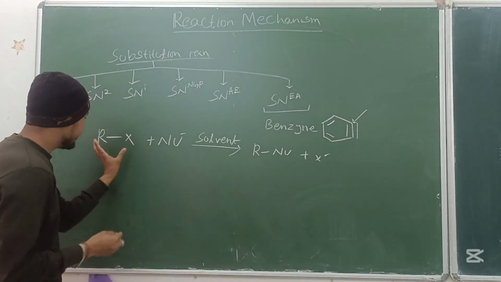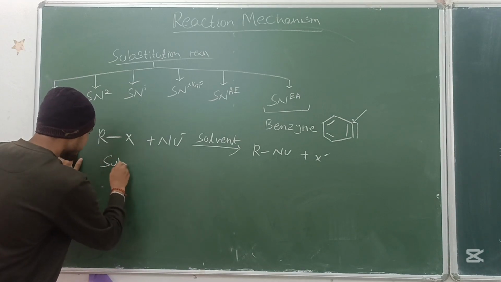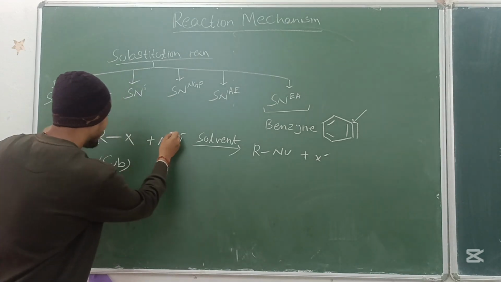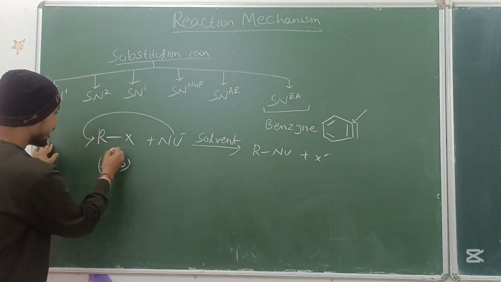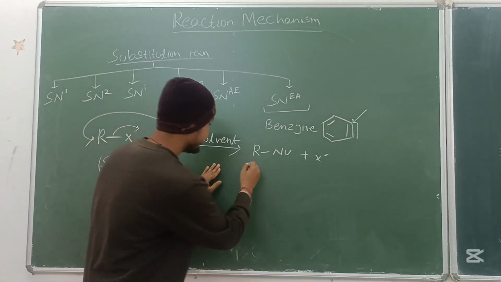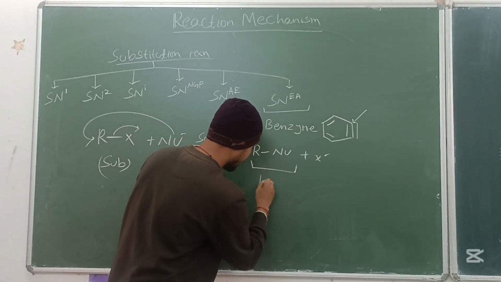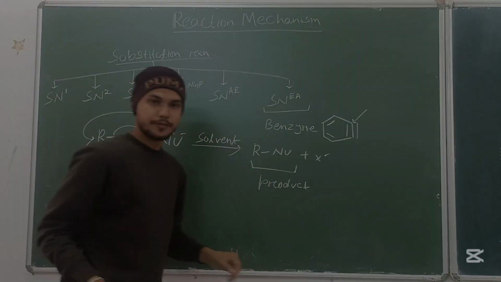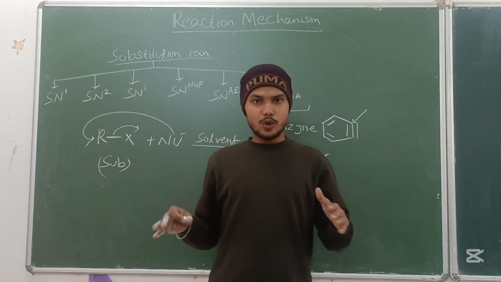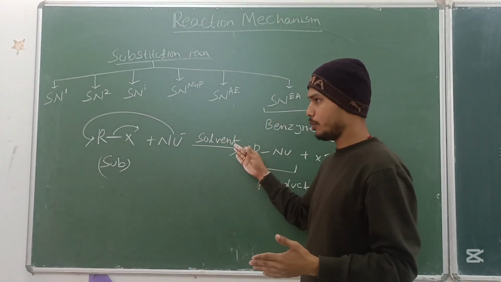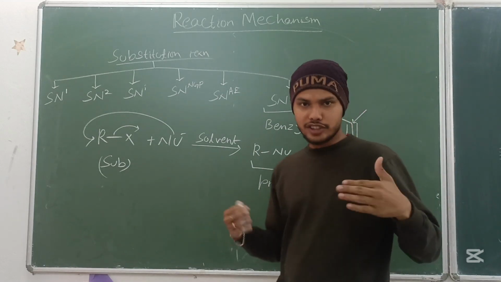So RX, this is the substrate, and this is the nucleophile. This nucleophile will come to the substrate and make the leaving group X minus leave. And this is the product. Okay. So basically we will study what is substrate, what is nucleophile, and what is solvent. Step by step we will discuss this.